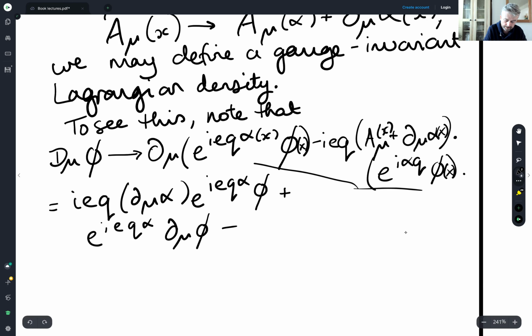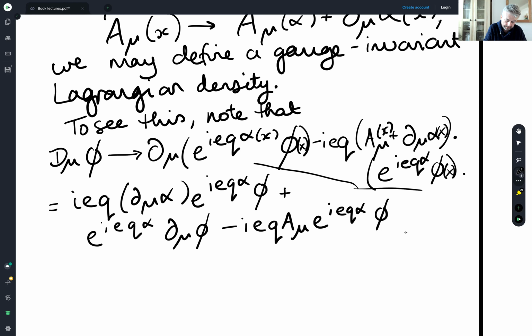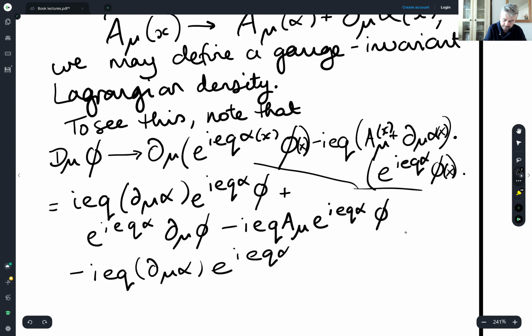All right, and then we have minus i e q A mu e to the i... sorry, this should be e q alpha in the exponent there. e to the i e q alpha phi, minus i e q d mu alpha e to the i e q alpha phi. And what we get is that the first and the last term cancel.